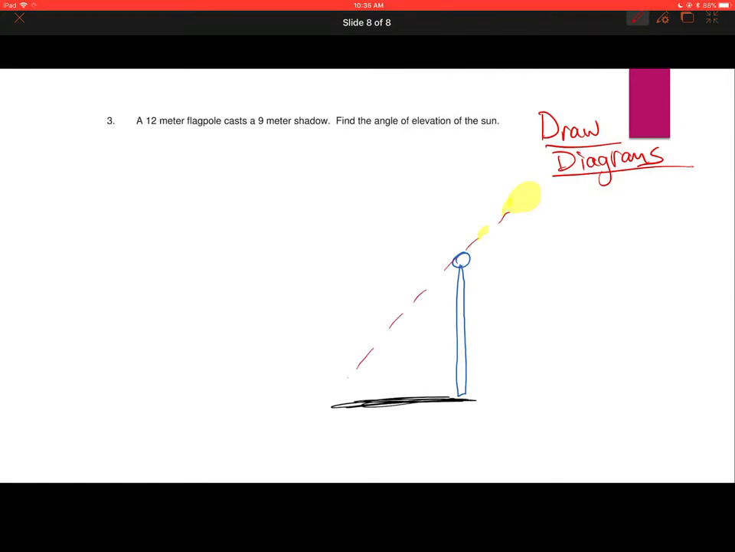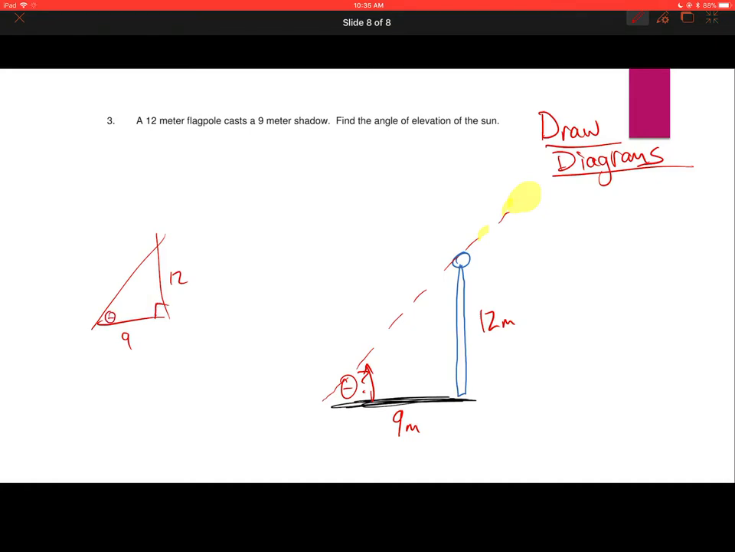Let me switch back to red for a second. So we're needing to find the angle of elevation right there. That's what it's wanting. Okay, so let's label. It says the flagpole is 12 meters and the shadow is 9 meters. So in order to find the angle of elevation, basically we can even draw this out of context. Now we have a 9, a 12, and a theta that we're looking for.